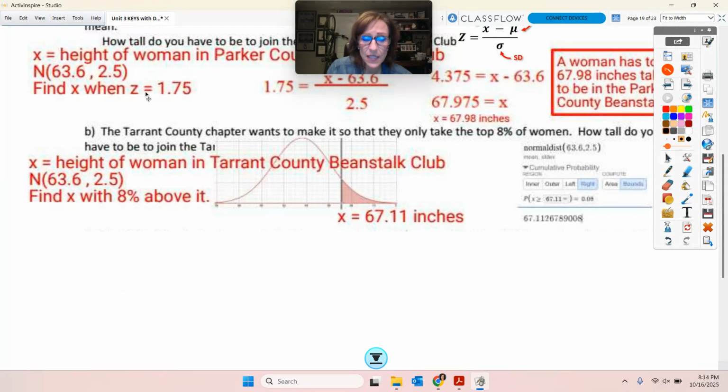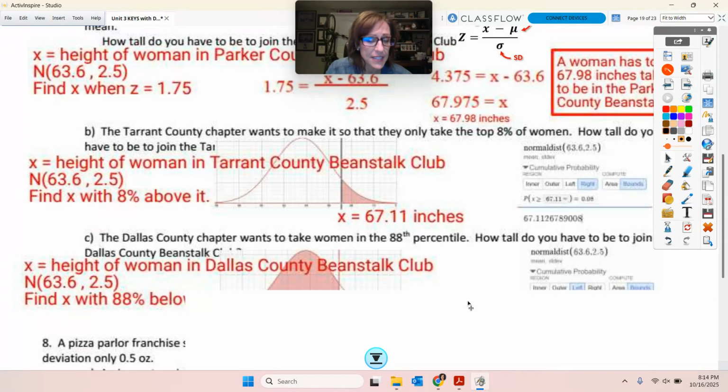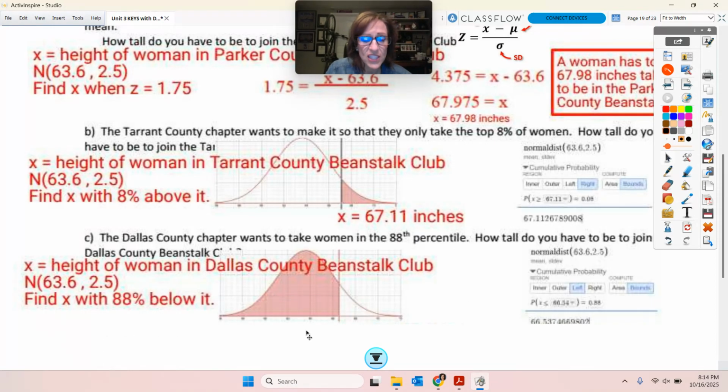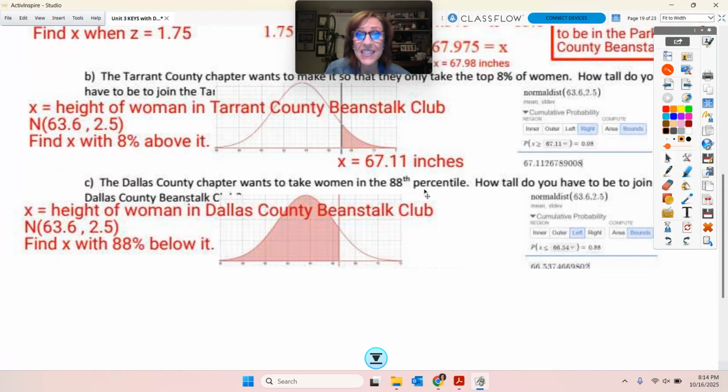It was when we had this z-score given to us. We had to do the z-score formula. Okay? So here's another one. How about this? We have 88% below it. You have to be taller. Oh, you have to be in the 88th percentile. That's how it was described to us to be in the Dallas County chapter. Okay? So 88th percentile means I want 88% below it.